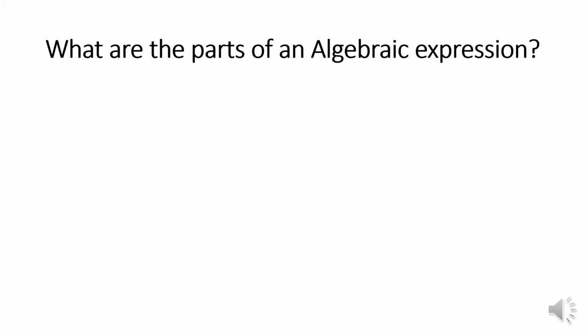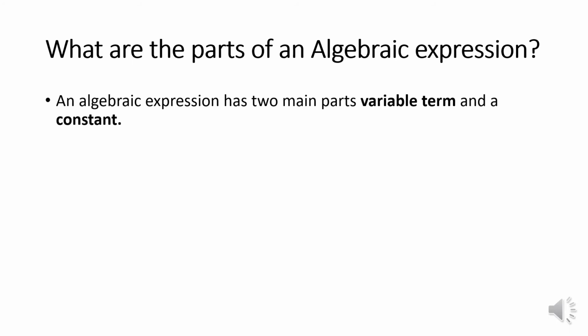Right, so now we want to move on to look at the next question, which is, what are the parts of an algebraic expression? So we're going to break it down. We'll start by looking at the two main components of an algebraic expression. An algebraic expression has two main parts: the variable terms, so this can be one or many, and a constant. This is usually only one unless you are asked to simplify. So we can say an algebraic expression is made up of variable terms and a constant.